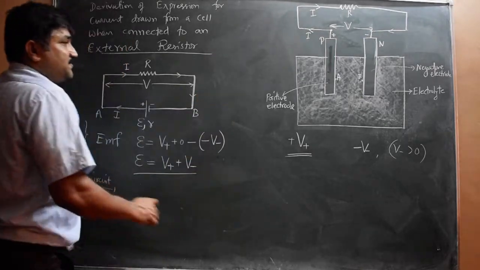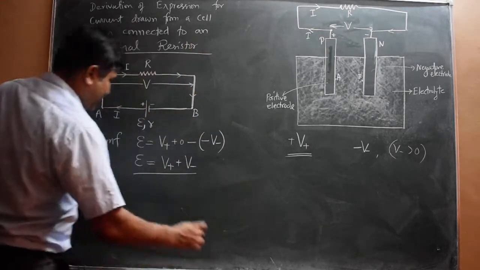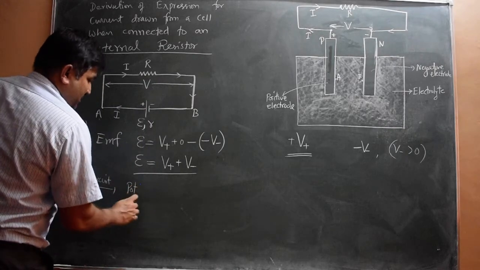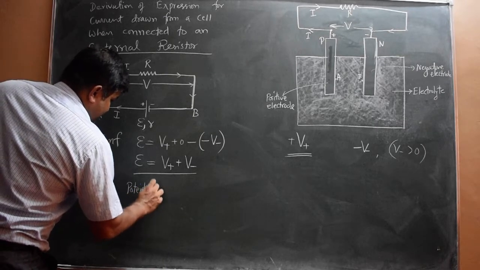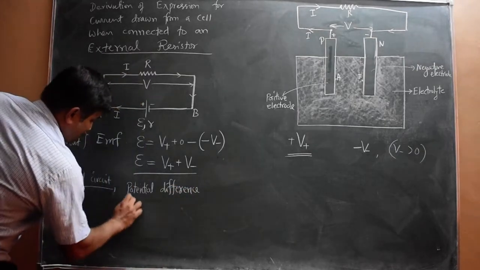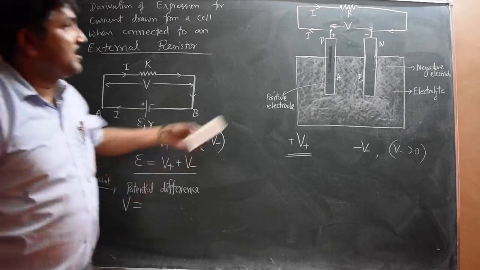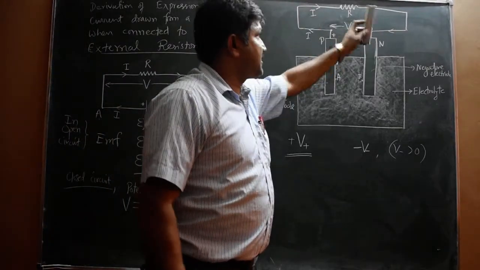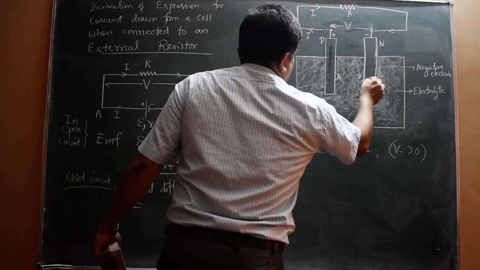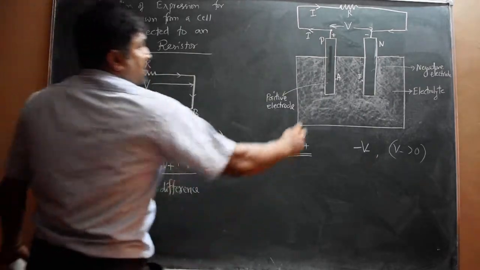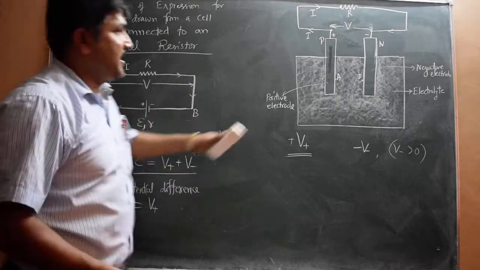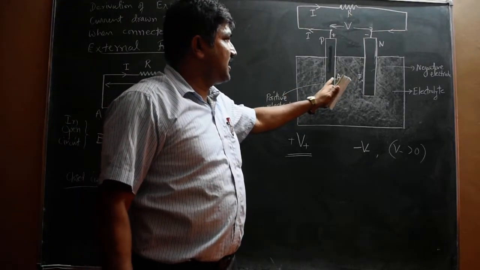Now again, the potential difference across the terminals of the cell, PD, the potential difference or potential drop, say V, is shown here. When the external resistor is connected, V is the PD. Now, the potential difference between the positive electrode and the negative electrode: the potential of the positive electrode is V plus with respect to the immediate surrounding electrolyte.